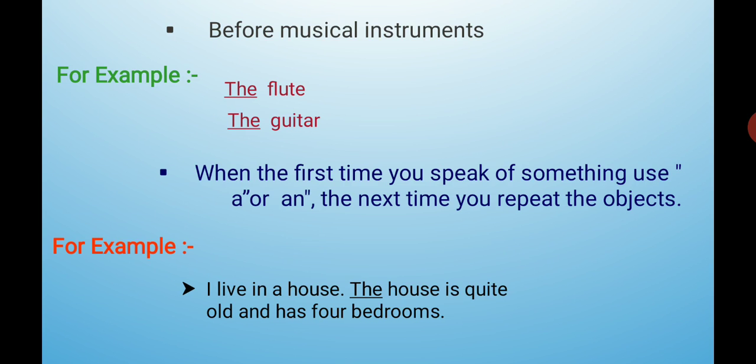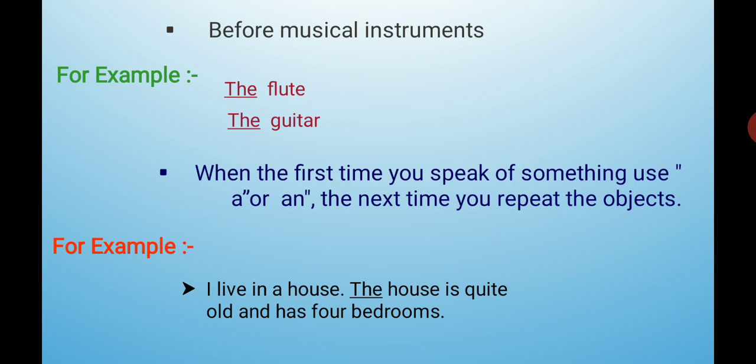What is the first sentence? Just read it carefully. I live in a house. This is the first time we introduce house in the sentence. That's why we use a before house, because H is a consonant and its pronunciation also begins with a consonant. That's why we are using a to represent the house, right? This is the first sentence. But in the second sentence we are going to talk about the same house. That's why we use not a or an. What do we use here? The.